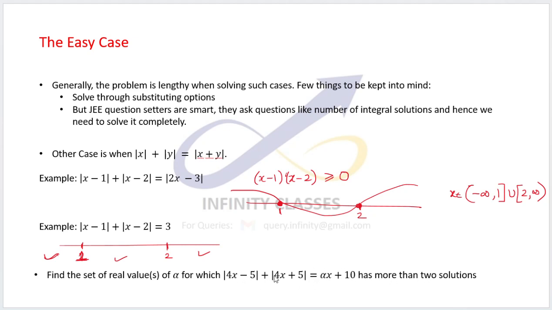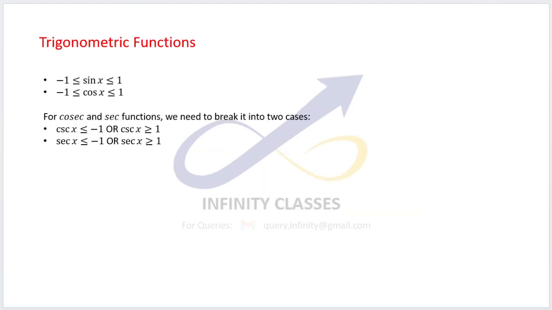What we can do is, basically, this is something like mod x plus mod y equals to mod of x plus y. So basically in this case, this can be written as 5 minus 4x plus 4x plus 5 is equals to alpha x plus 10, and this on adding up will give you 10, right? So alpha will come out to be equal to 0. So alpha is going to come out to be equal to 0 if it has more than two solutions. Okay, so we can do such kind of questions also very easily.